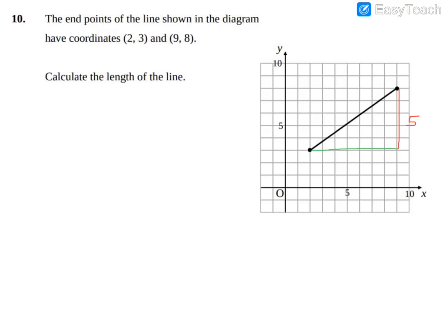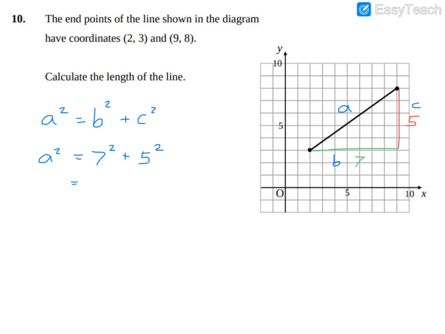And this one along the bottom is 1, 2, 3, 4, 5, 6, 7. So we've got 7 and we've got 5. And like before, we know that a squared equals b squared plus c squared, where a is the longest side, and here are my b and my c. So we're going to have to do a squared is equal to 7 squared plus 5 squared.